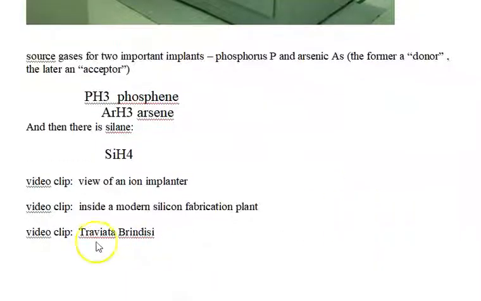The wafers are sitting in this area right here, and the phosphorus ions, right before they hit the wafers, we replace the electrons so that phosphorus atoms are smashing into the silicon lattice. And now let's look at a peek inside of a modern silicon fabrication plant, and I think you'll find that one also quite interesting.